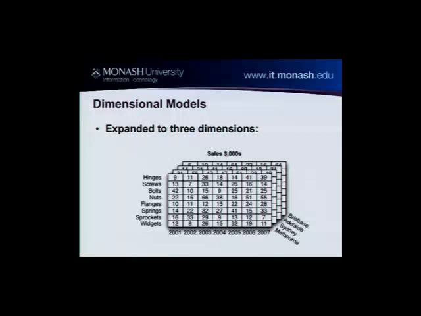So we can look at all of the things we looked at before, but now we can change our view from Melbourne, Sydney, Adelaide, Brisbane, and so on. So we now have this sort of three-dimensional cube structure. We can move through that, and we can find different individual pieces of data.